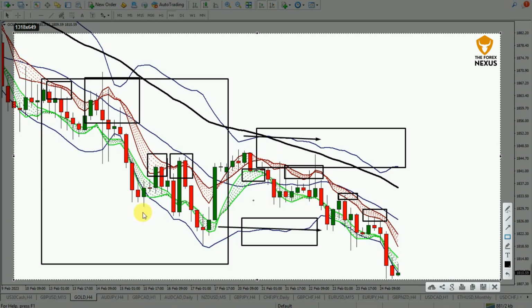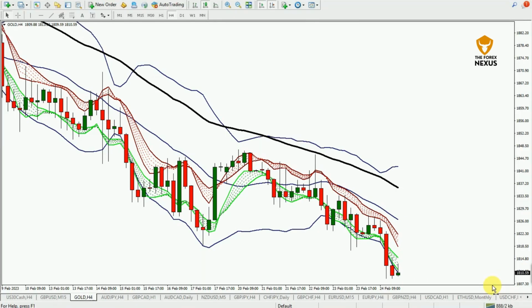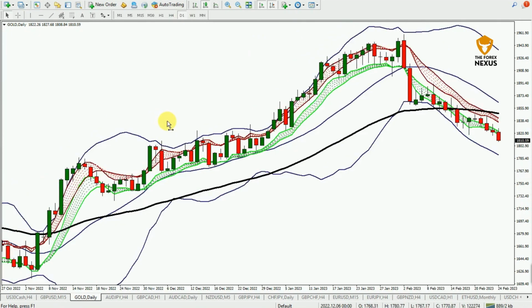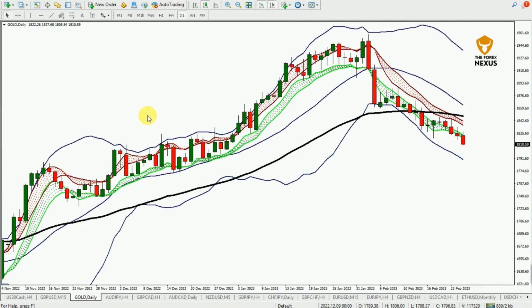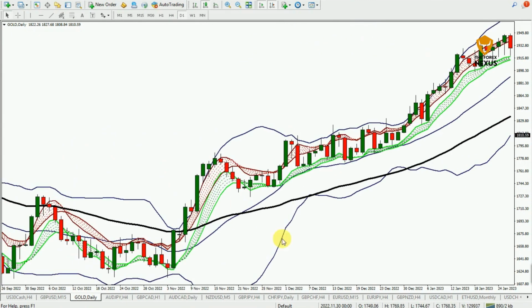Remember, this lesson is a part of advanced BBMA, on which re-entries are valid and which re-entries are not valid. So let me clear the chart, move to the daily chart and let me explain.